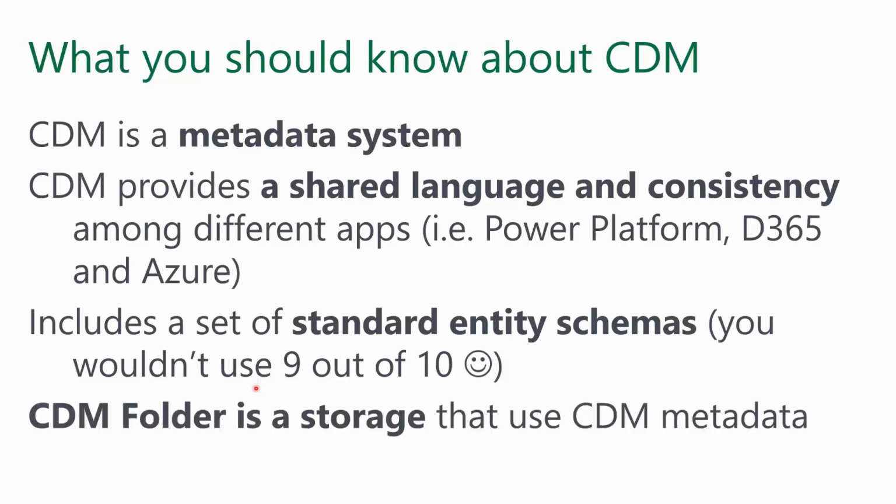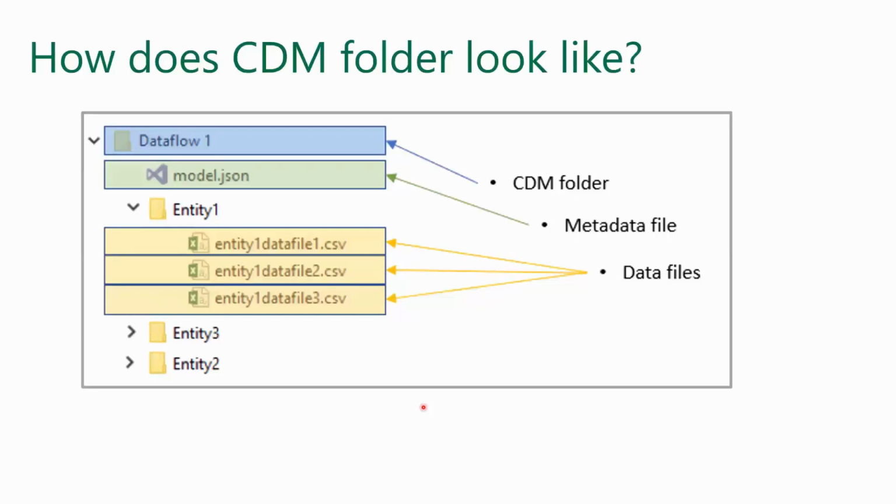So just a specific rule: when you see a CDM folder, it's just a folder, a storage that uses the CDM metadata. But let's see exactly what a CDM folder is. A CDM folder that applies the CDM format is a folder like this. You have a folder that has the name of the data flow, and inside you have a file called model.json, which is the metadata file that describes the content of that data flow, of that CDM folder.